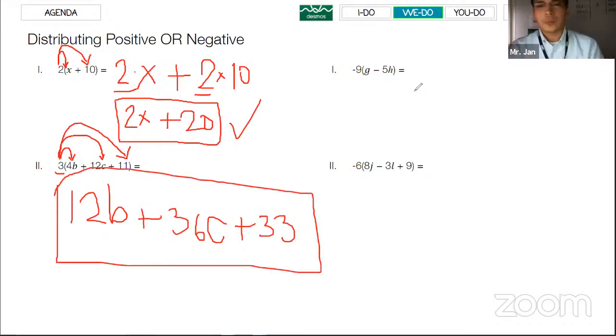Okay, so now let's try this one. What if there is a negative sign in front of 9? I mean, in front of the parentheses, there is a number with a negative sign. Okay, so let's try this one. First, just multiply 9 with everything and then reverse the signs. So that will be easy for you. What do you think? Try this question.